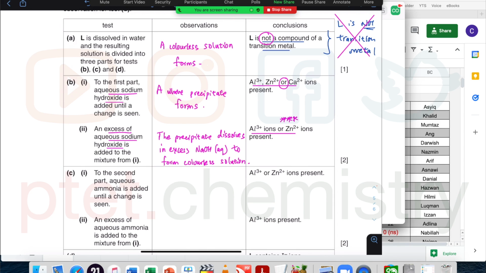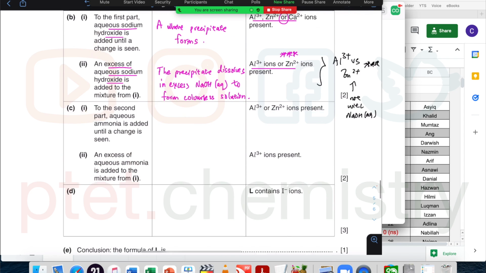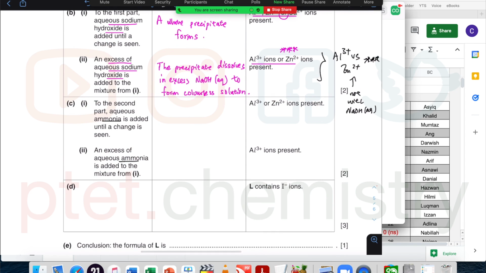Now this is our next case study. I keep on talking about case study. Al3+ versus Zn2+. These are very important. How can you tell their difference? Not with NaOH aqueous. You need excess aqueous ammonia. There is the test for it. You need excess aqueous ammonia to differentiate Al3+ versus Zn2+. That is a very popular case study. Okay, so make sure you know that case study means they like to ask you. If you have seen a couple of questions, you know that these are very popular.